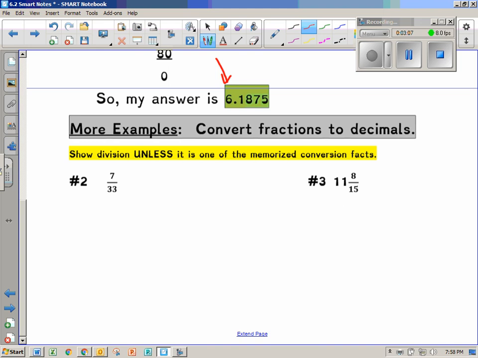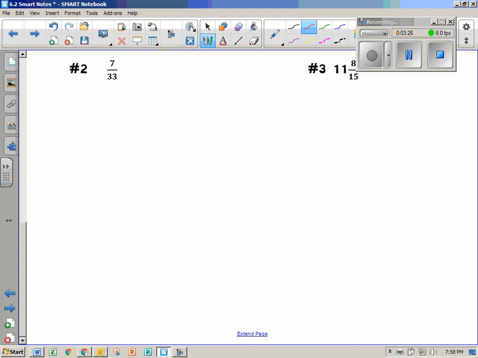Now in yellow I put you have to show the division unless it's one of the memorized conversion facts. So neither 7/33 or 8/15 are on the handout number 2 of the ones where you memorize. So you've got some work to do. So I'm going to go ahead and extend that page a little bit. 7 is my numerator, so it is my dividend. 33 is my divisor.